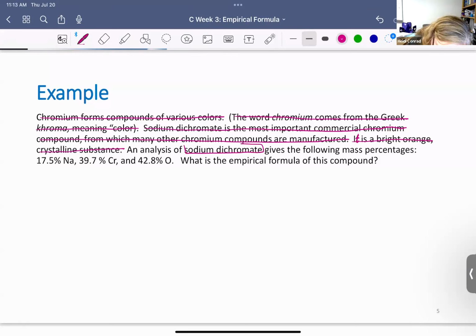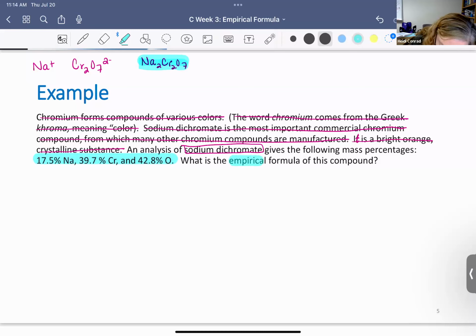Here, I've got sodium dichromate. I know that dichromate is Cr2O7 2-. I know sodium is Na+. Therefore, just from the formula, I know that this must be Na2Cr2O7. So I know this could be my final answer. I know that's what I'm trying to get to. But again, I've got to do this by math. These are my percentages. This is what I'm trying to find. So from that entire paragraph of stuff, I need 3 numbers and I need to figure out what I want to know.